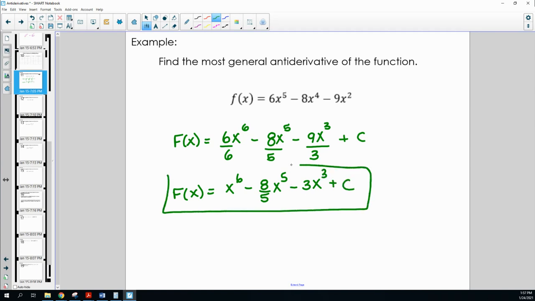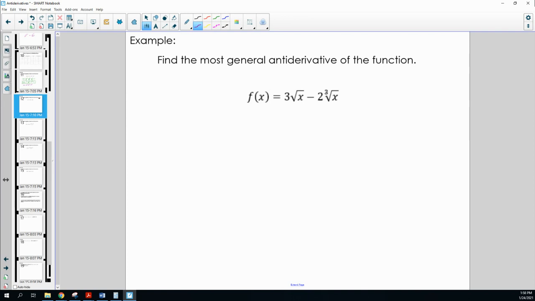And again, you can double check your work by taking the derivative. I'm just going to show this really fast here. If I take the derivative of f of x, I'm going to have 6x to the 5th minus, I'm going to multiply 8/5 times 5, so that's going to give me 8x, subtract 1, to the 4th. And then here I have minus 9x squared. And then since c is a constant, the derivative of a constant is just 0. So this is where I end up with my derivative, which is exactly where I started.